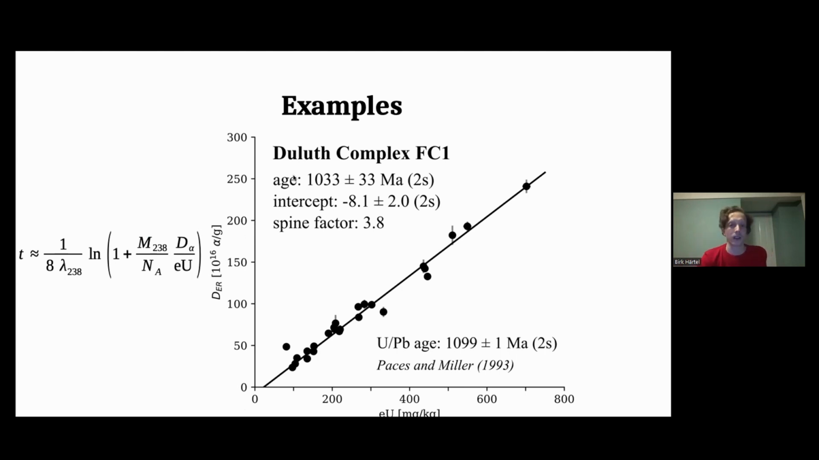And what I got was an age of 1033 plus minus 33 million years, which is, I would say, a nice result. We also see we get a really nice array of data here in this plot. The only problem, I would say, is that the uranium lead age of this rock is slightly older than this.